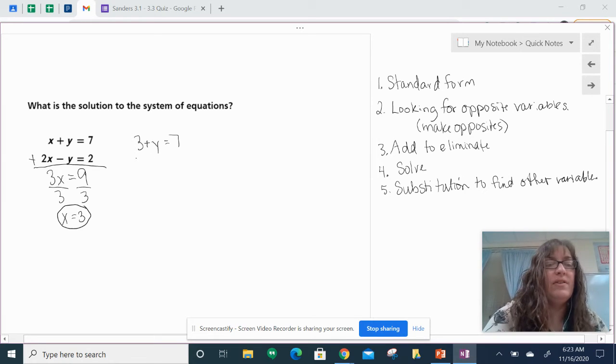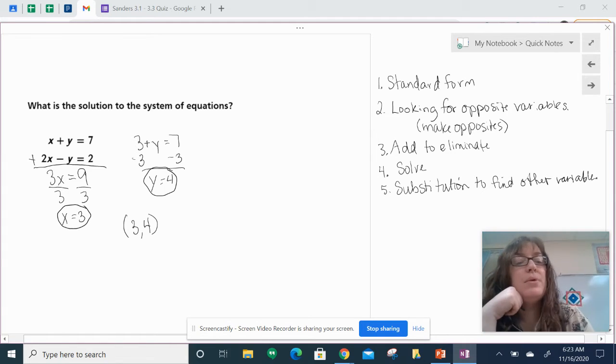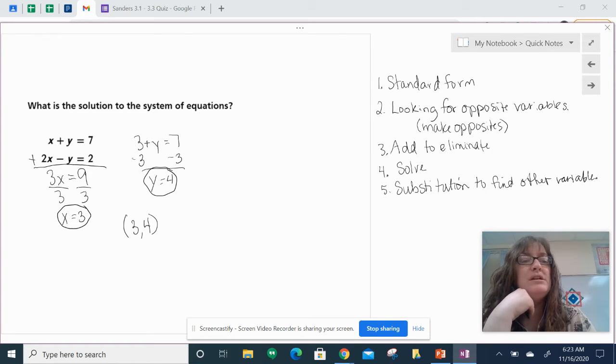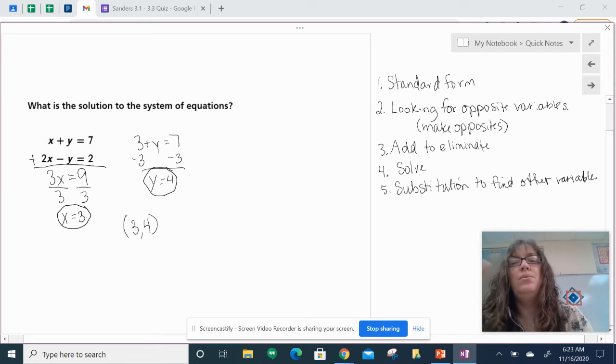And then again, solving this simple equation, I'm going to subtract 3 and get y is equal to 4. Therefore, the solution to my system is the point (3, 4). I can always check these answers, guys. I can know that I got this one right by plugging those values in. So is it true that 3 plus 4 is 7? That looks good. And then 2 times 3 would be 6, and 6 minus 4 is 2. I can feel confident with that answer.